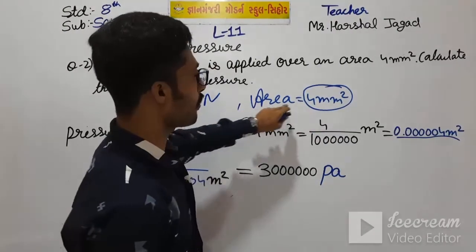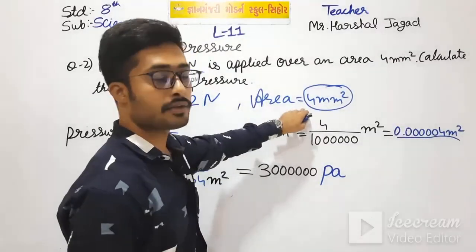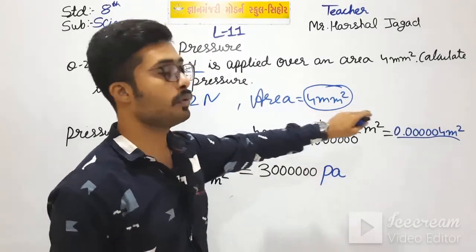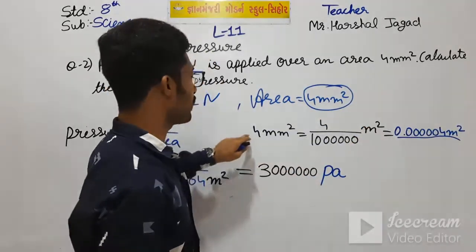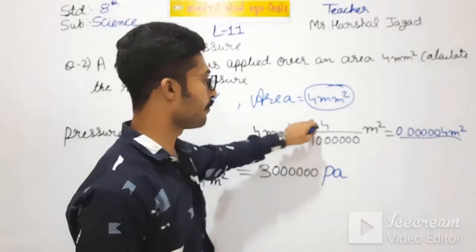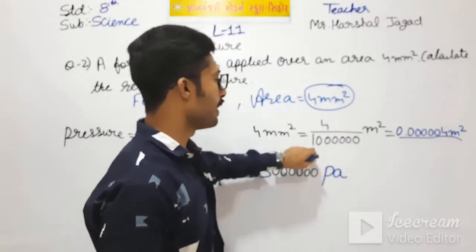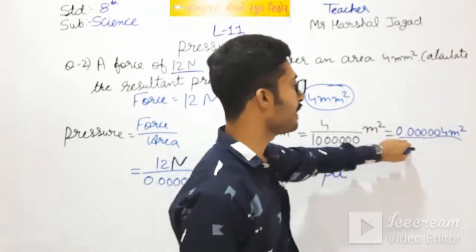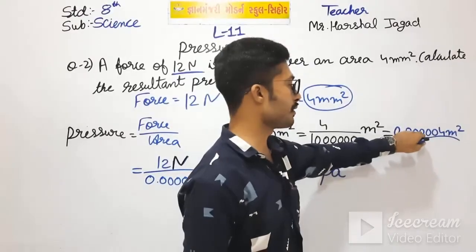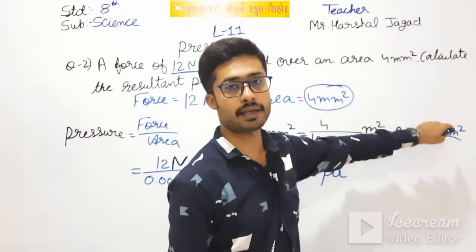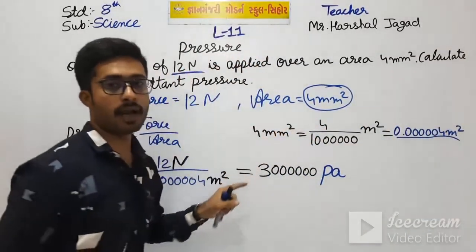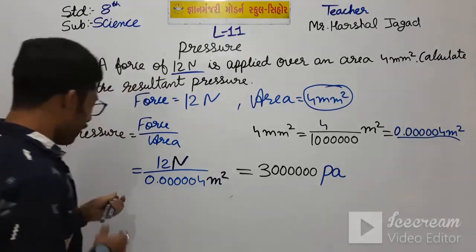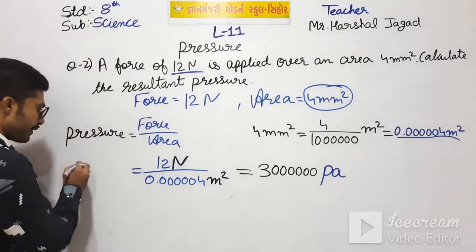So first we have to calculate this area, we have to convert this area from millimeter square to meter square. Okay students, so 4 mm square is equal to 4 divided by 1000000 meter square. So we will get 0.000004 meter square.